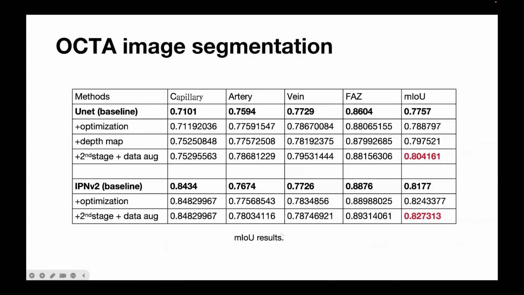And here are the results I have achieved. Compared with the baseline methods, I have improved a little bit. For the 2D, I have a 3% improvement, and for the 3D network, there is a 1% improvement. I will try to do some new work to make the result better. So this is the OCTA image segmentation.